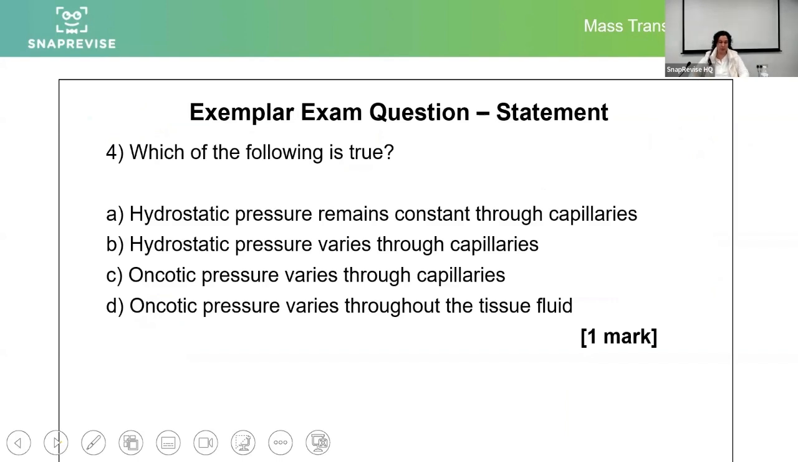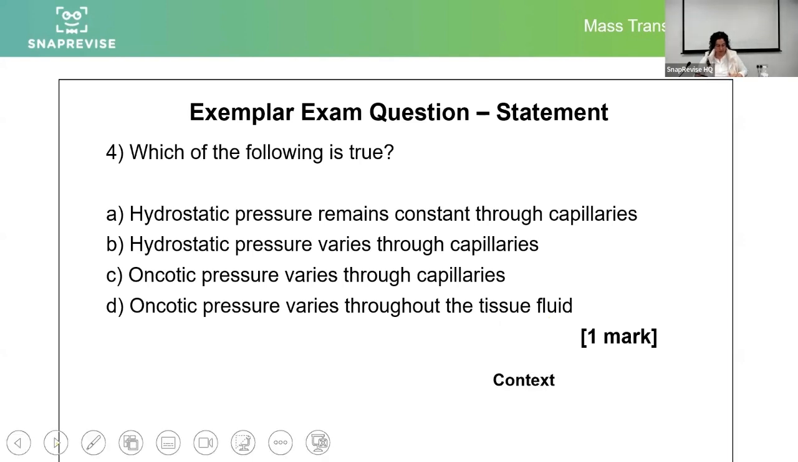Let's have a look at a typical question here. It's a multiple choice one this time. Which of the following is true? Hydrostatic pressure remains constant through the capillaries. Hydrostatic pressure varies through the capillaries. Oncotic pressure varies through the capillaries. Oncotic pressure varies throughout the tissue fluid. Pardon me.